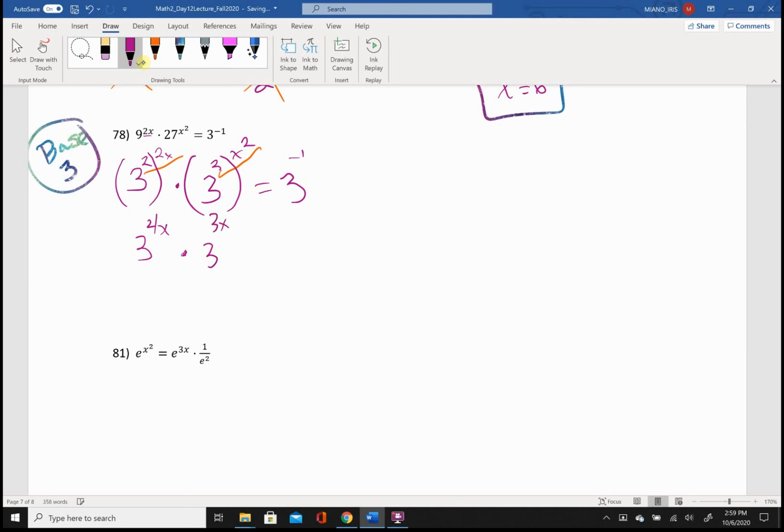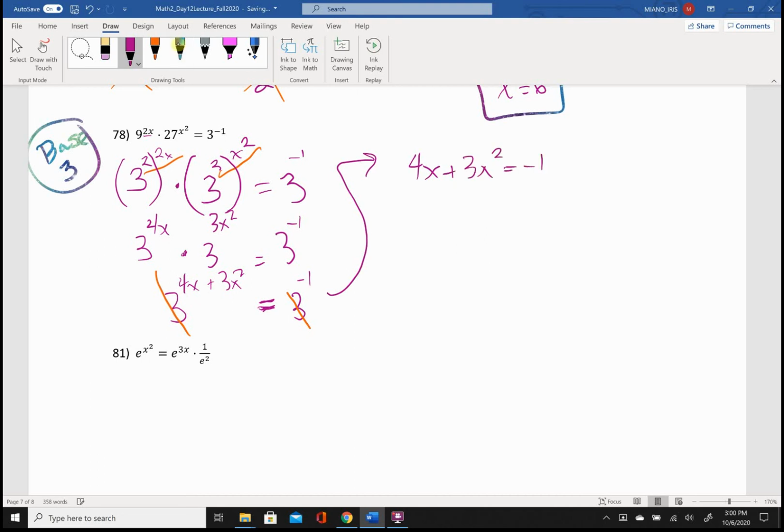3 to the 3x squared equals 3 to the negative 1. Okay, so we're almost to where we want to go before we cancel out the bases. We're not quite there yet. We need to use the product rule to add these two exponents together. And that'll look like 3 to the 4x plus 3x squared equals 3 to the negative 1 power. Now we have exponential expressions alone on both sides of the equation, in which case we can actually cross out those bases and set the exponents equal to each other. And that'll look like 4x plus 3x squared equals negative 1.